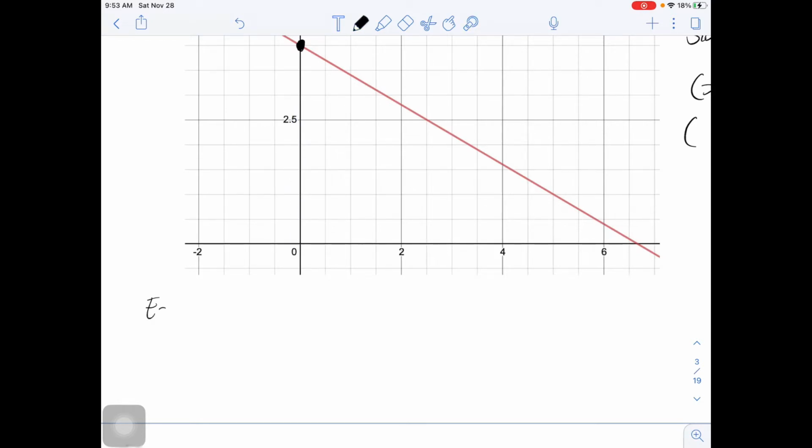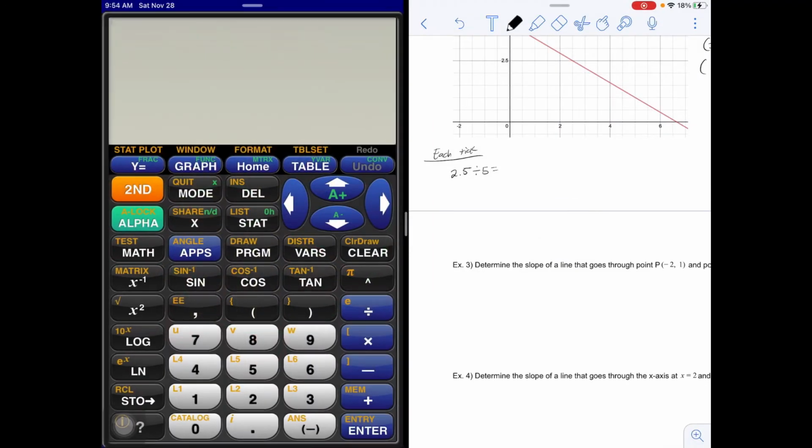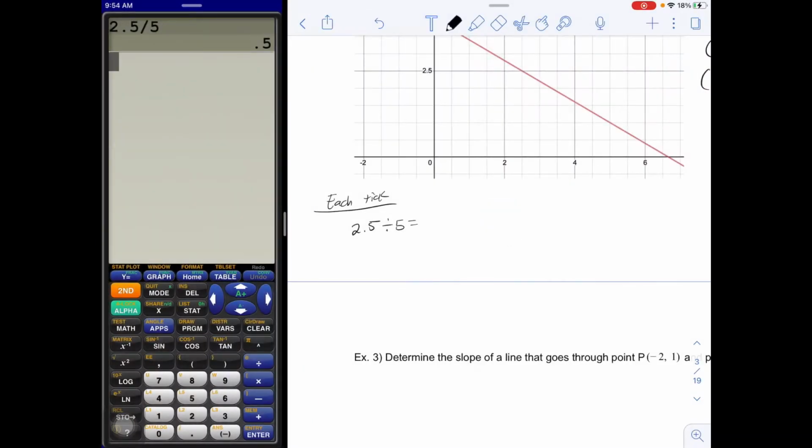So each tick, that's what we're going to determine. I'm going to do 2.5, and what are we dividing 2.5 by? Well, here we can see 2.5 is broken up by 1, 2, 3, 4, 5, so into fifths. So I'm going to divide this number by 5, and that's going to show me what each tick is made up of. So 2.5 divided by 5, it's made up of 0.5s.